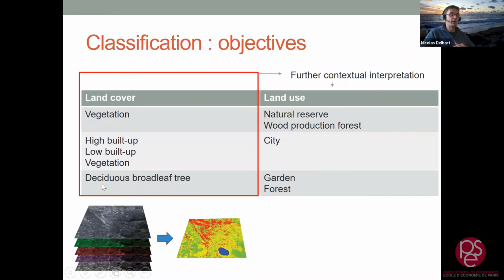What can we have also? In terms of land cover, we can map things like deciduous broadleaf trees and all other types of trees, like needle-leaf trees, evergreen trees, whatever. And these trees can be garden or forest. When we are doing maps from remote sensing, we are very close, or we want to be very close to this. In order to go to the land use, we need further contextual interpretation. So in this lecture, I will remain on this level here.